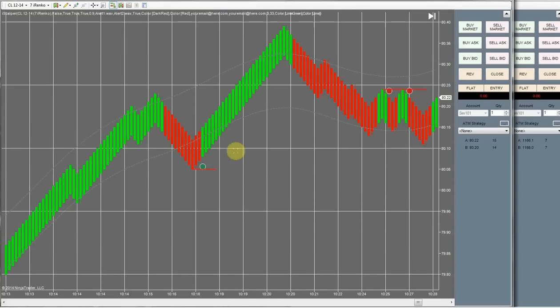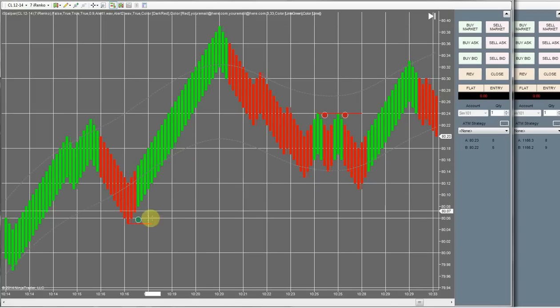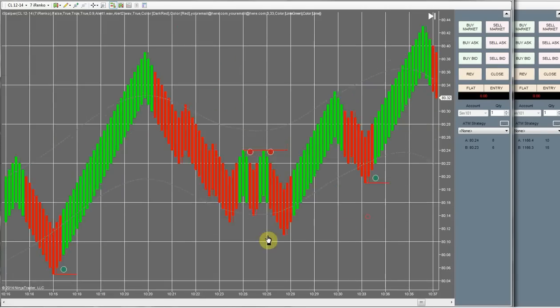Another beautiful entry right here. And this was actually a very high probability trade. Let's see here, 80.16 up to 80.26. Another beautiful winning trade. Could have trailed it up even higher. And like I said, depending on how you trailed this, you could have took another nice amount of profit on that second contract here.